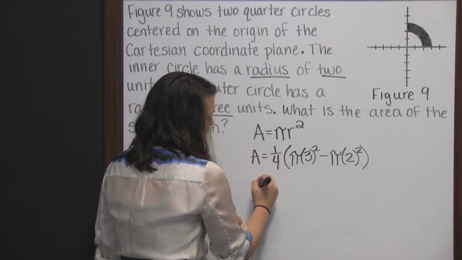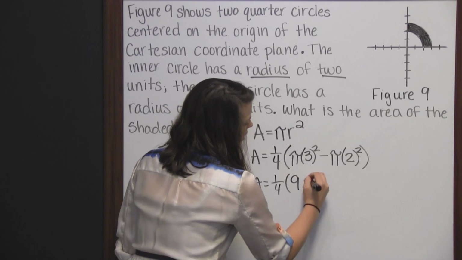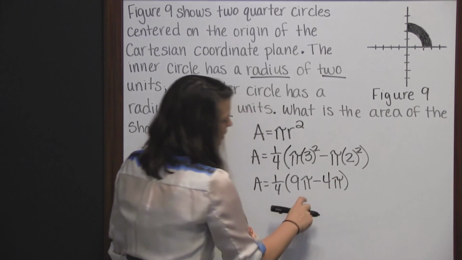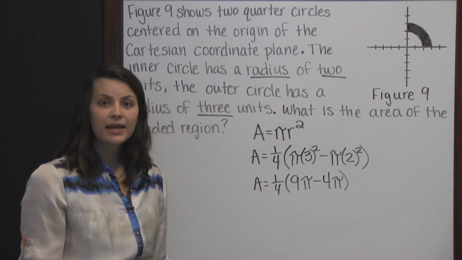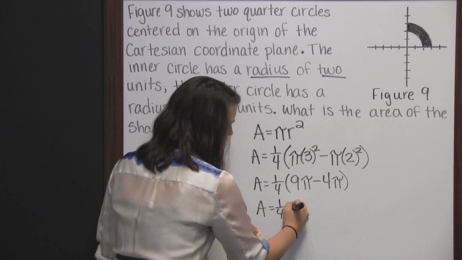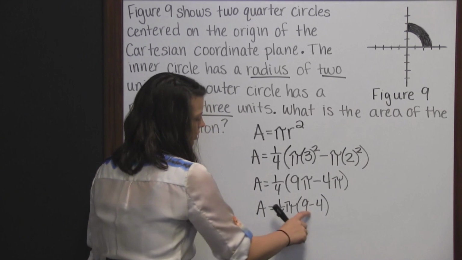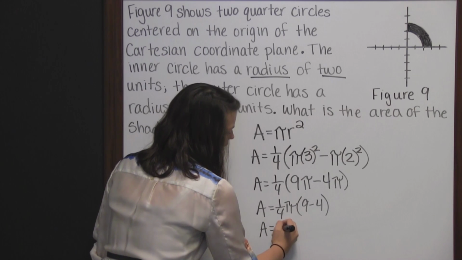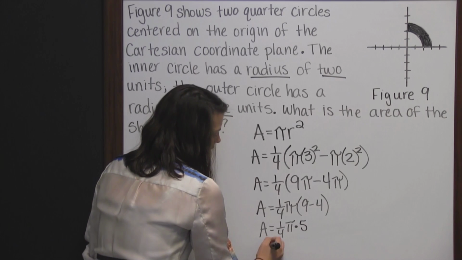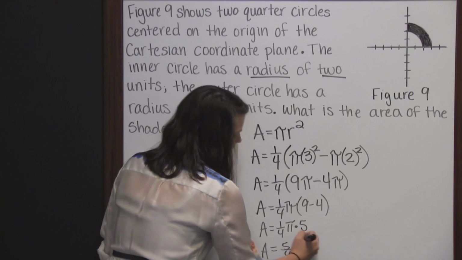And now let's simplify that. So we get area is 1/4 of, 3 squared is 9, so 9 pi, minus 2 squared is 4, so 4 pi. Now since each one of these terms has a pi in it, we can factor the pi out. So we get area equals 1/4 pi times the quantity 9 minus 4. And then we can simplify 9 minus 4, so we have area equals 1/4 pi times 5. And 1/4 times 5 is 5/4, so that's 5/4 pi.